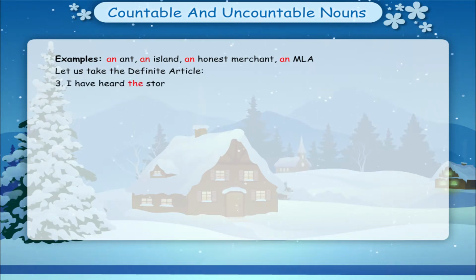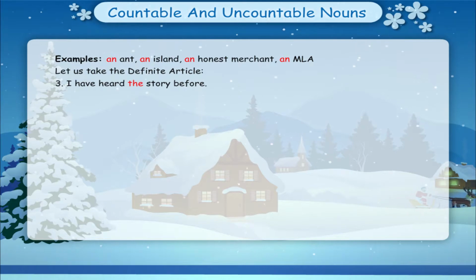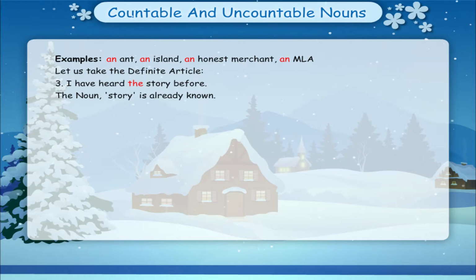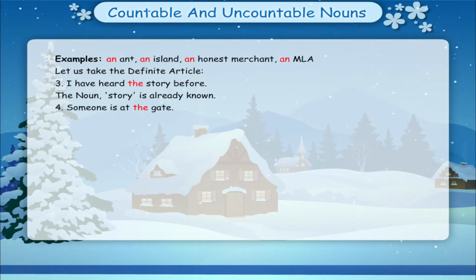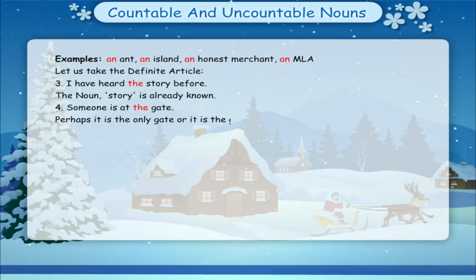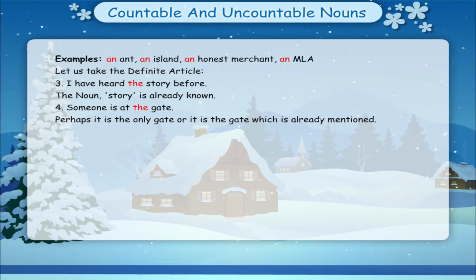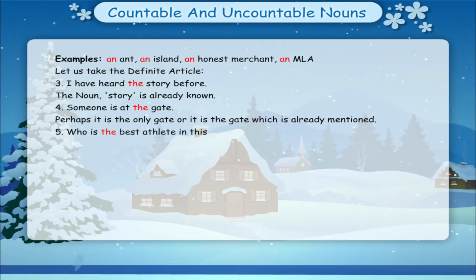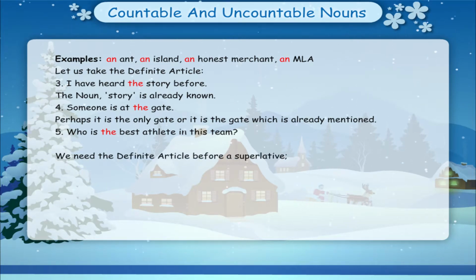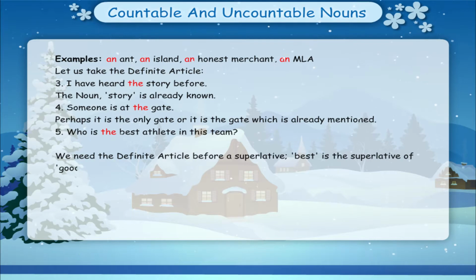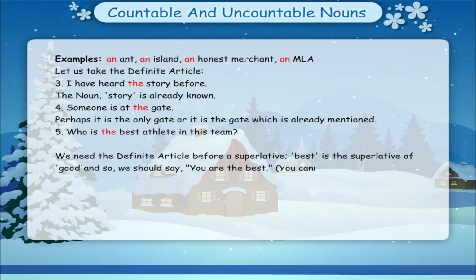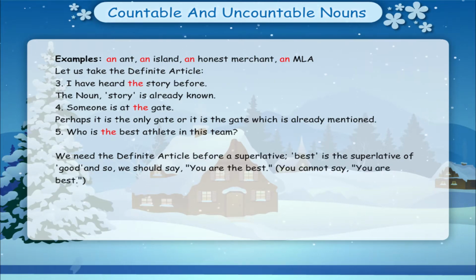I have heard the story before. The noun story is already known. Someone is at the gate. Perhaps it is the only gate, or it is the gate which is already mentioned. Who is the best athlete in this team? We need the definite article before a superlative. Best is the superlative of good, and so we should say, you are the best. You cannot say, you are best.